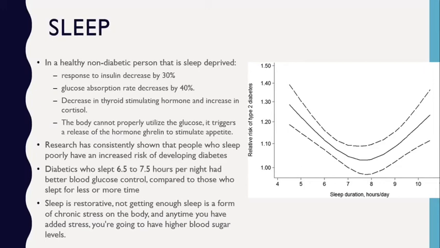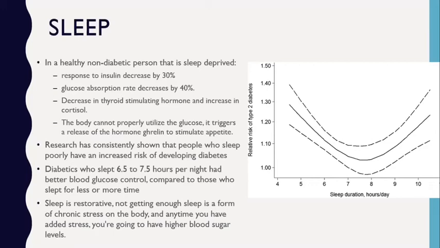Your insulin decreases by 30%. So that's the thing that sweeps the sugar into the cells. Your glucose absorption rate decreases by 40%. So your body's not able to absorb that sugar. So what happens is that sugar is floating around in your bloodstream where it's not supposed to be. Decrease in thyroid stimulating hormone, increase in cortisol. The body can't properly use glucose. It triggers ghrelin, which is your hunger hormone, and it stimulates your appetite. So then it makes you want to eat.